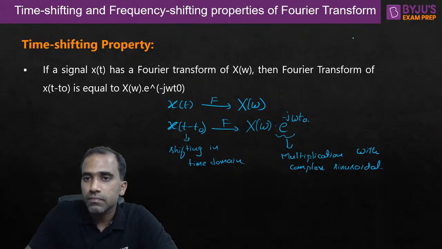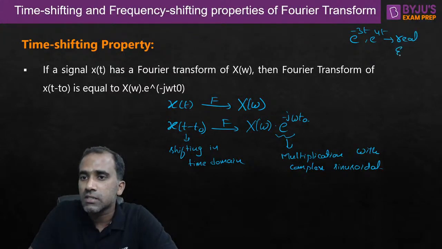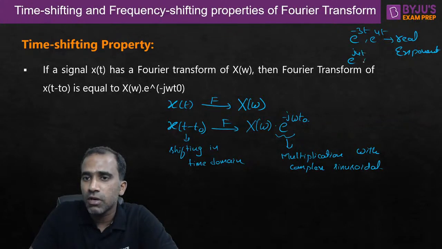To avoid confusion, take e power minus 3t or e power minus 4t, something like this, with u of t or without u of t. We call them real exponential signals because all the values taken by these are real values. And if you take something like e power j4t or e power minus j3t, the j factor means you can write e power j4t as cos 4t plus j sin 4t. So sinusoidal in the real part and in the imaginary part. That's why we call them complex sinusoidal signals.